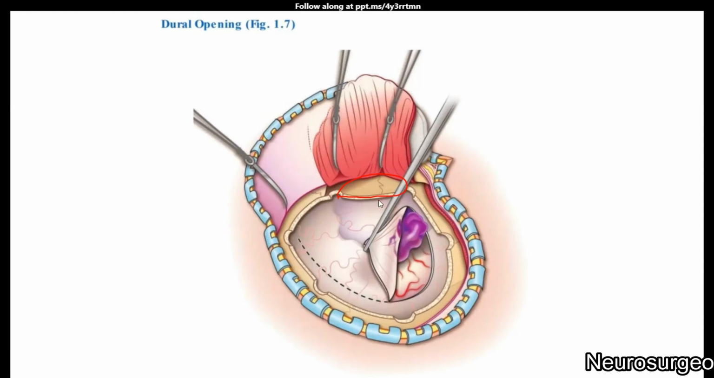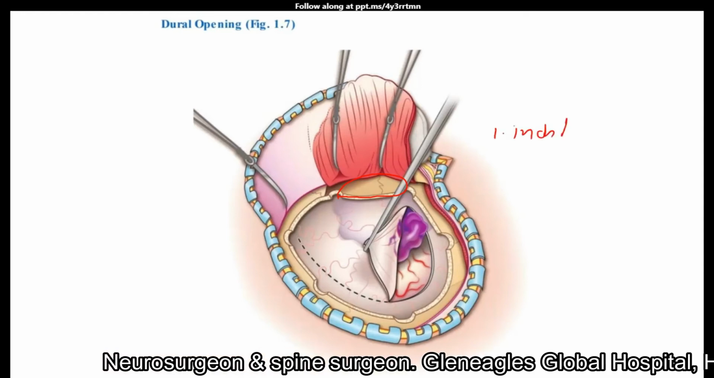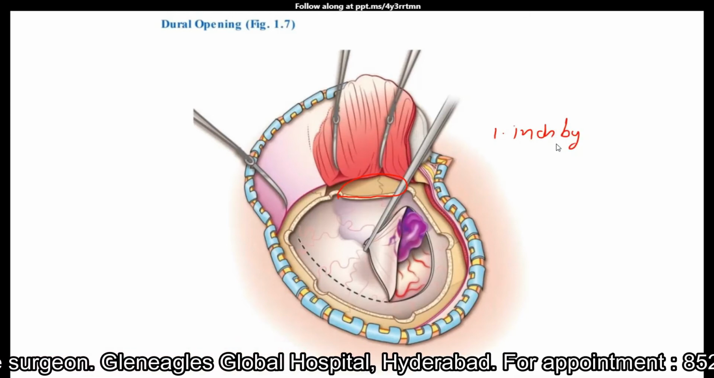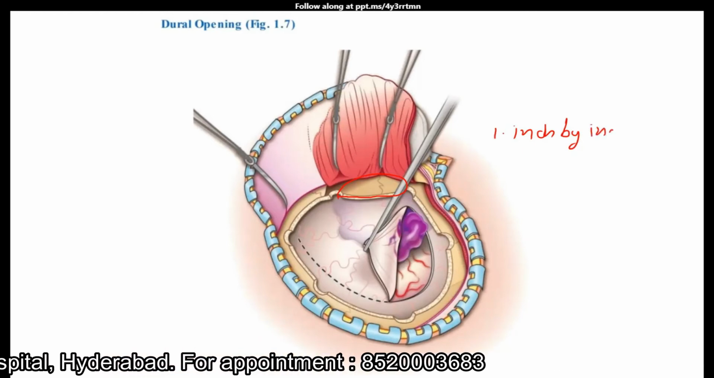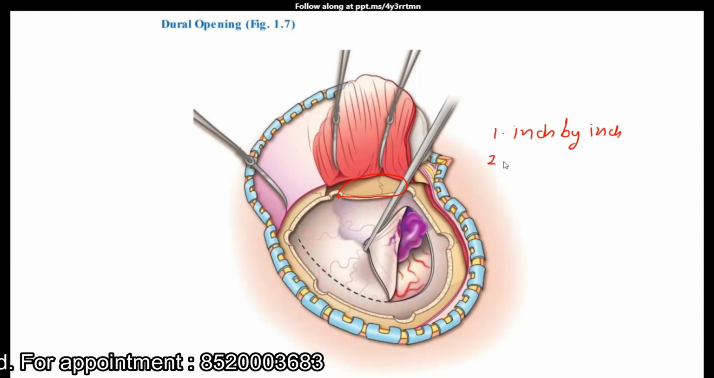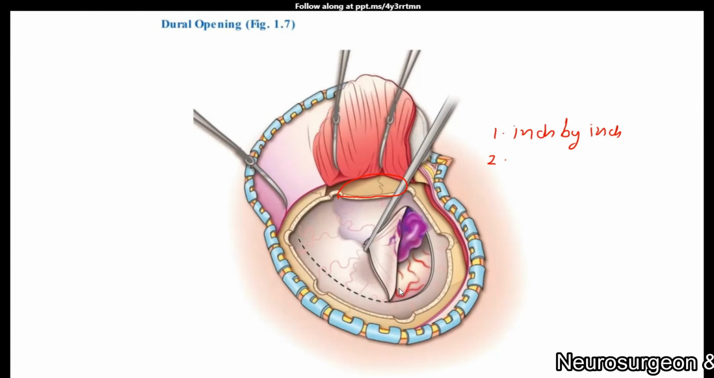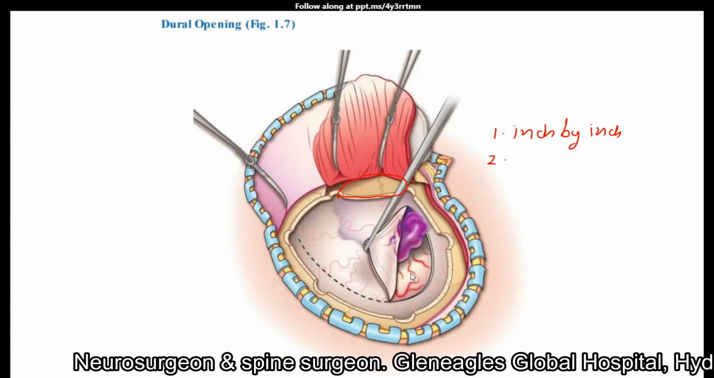While opening the dura mater, I ensure that I open it inch by inch. I don't open it suddenly because sudden opening may cause rapid protrusion of the brain and injury to the brain. Second, when I'm opening it, I ensure that before I take a cut, the under surface of the dura mater is under my vision. This ensures that I am not injuring any cortex underneath, and I am also not injuring any veins underneath.